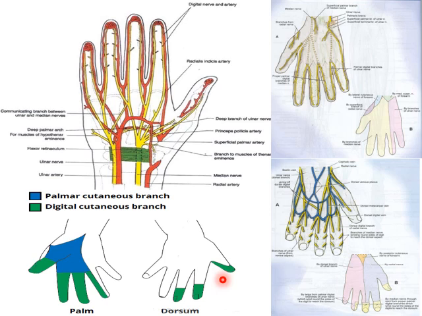So this is the cutaneous supply of the median nerve. This is the dorsal aspect. You can see clearly that these are the branches of the median nerve which also supply on the dorsal aspect till the middle phalanx.